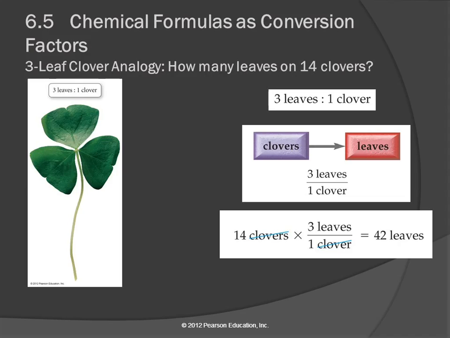This is the process that we're doing, whether we recognize it or not. We understand that there are 3 leaves on each clover. We have 14 clovers. We multiply by this relationship, 3 leaves per clover, and we end up with 42 leaves.